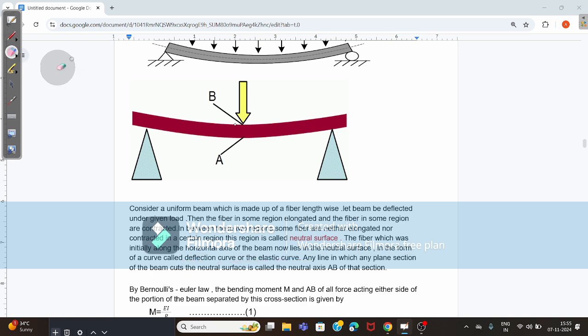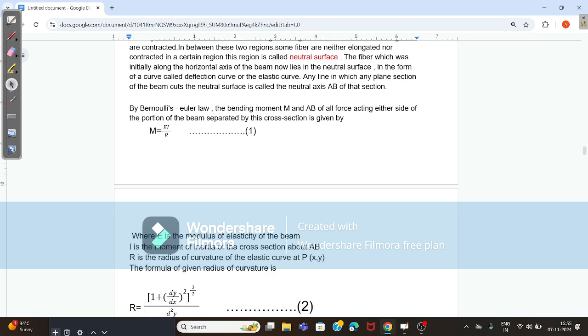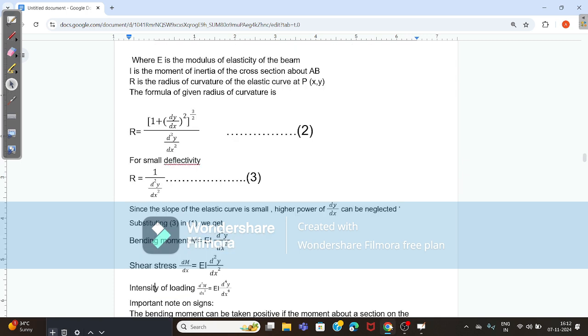Now, by Bernoulli-Euler's law, the bending moment M at AB of all forces acting on either side of the portion of the beam separated by this cross section is given by M = EI/R, where E is the modulus of elasticity of the beam, I is the moment of inertia of the cross section at AB, and R is the radius of curvature of the elastic curve at point P(x, y).